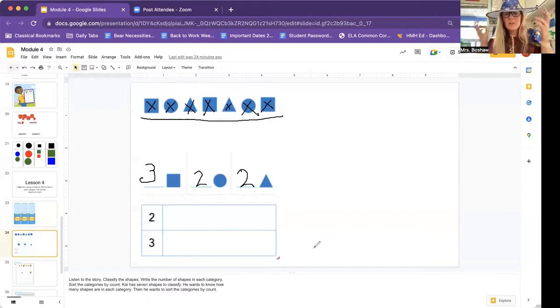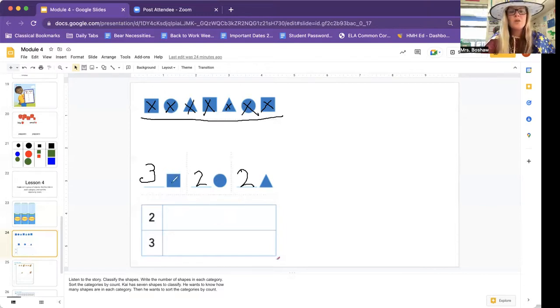Okay. And if you need to write those numbers, you can pause. Okay, so now the tricky part. We have them sorted by shape, but now we need to sort them into categories by count. So what that means is, see this number 2? This is like a table right here. So we're going to put all the shapes that have 2, we're going to put them in here.